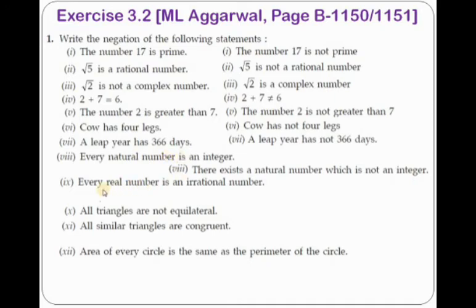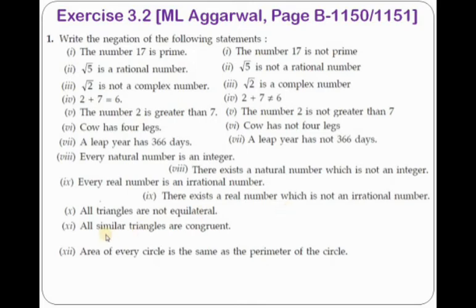Next is, every real number is an irrational number. Here we are not leaving even one real number. Now the denial of this will be, there must be some real number which is not irrational. So there exists a real number which is not an irrational number.